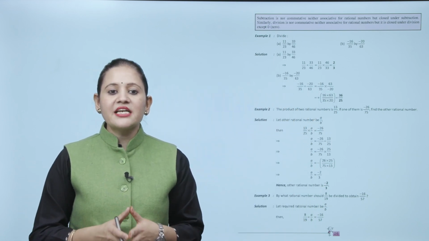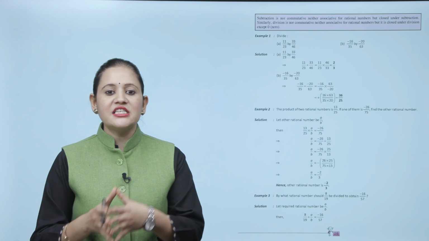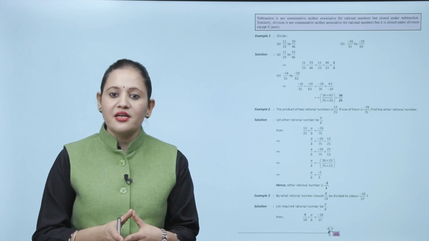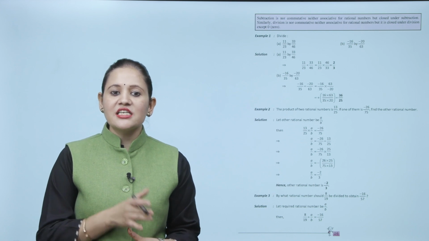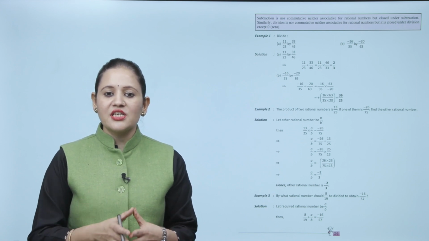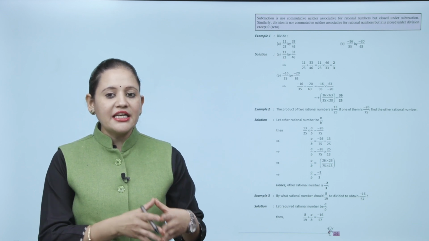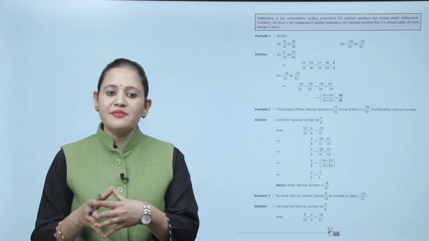Next, subtraction is neither commutative nor associative for rational numbers, but it is closed under subtraction. Similarly, division is neither commutative nor associative for rational numbers, but it is closed under division except 0.